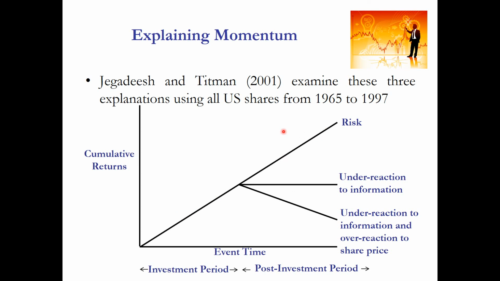Now, if momentum is explained by underreaction to information, what we should see is the price drifting for a period of time. Let's say that period is the investment period. Price drifting until it gets to fundamental value, that is until the information is fully incorporated in price. But then there should be no abnormal return. That is, there should not be a difference in the returns of the winners and losers portfolios in the subsequent period.